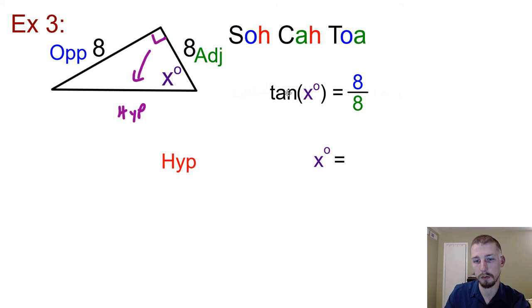But to solve it like we know before, to get x out of tangent, we do the inverse tangent of both sides. The inverse tangent of tangent is just the x, so they undo each other, leaving us with x is equal to the inverse tangent of 8.